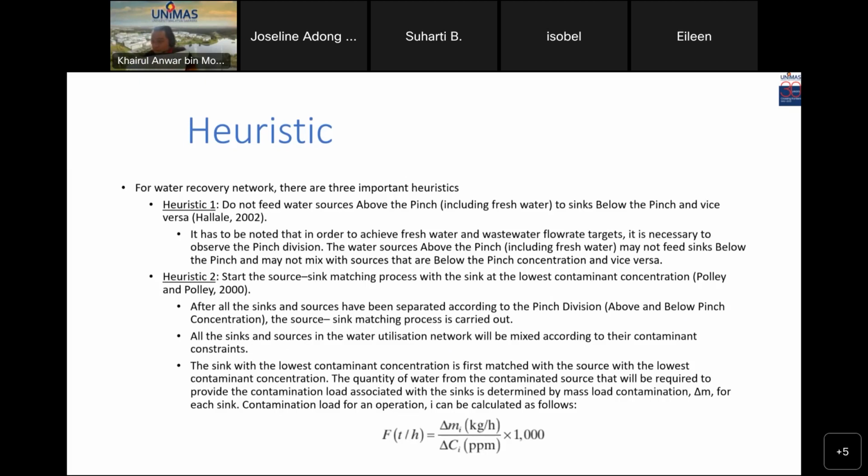that will be required to provide the contamination load associated with the sink is determined by the mass load contamination delta M for each sink. Contamination load for an operation can be calculated as follows. So at the end, the unit is ton per hour. So ppm here is parts per million, so 1 over 1 million, which is similar to ppm equal to milligram per liter.